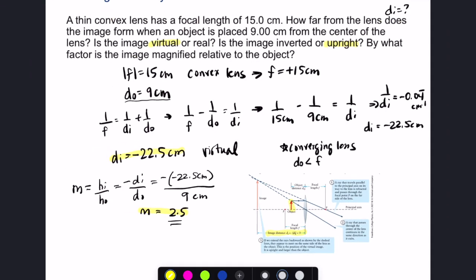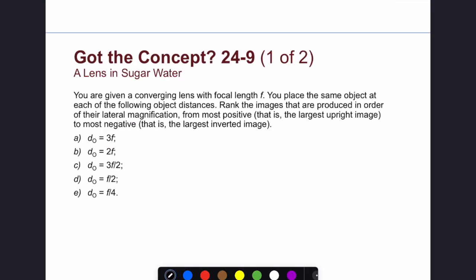So this final got the concept. I just realized that the title of this might get confusing. The title of this is not a lens in sugar water, so we are not dealing with the situation where the outside of the lens is a higher index than the lens itself. The title of this got the concept is actually called lateral magnification.